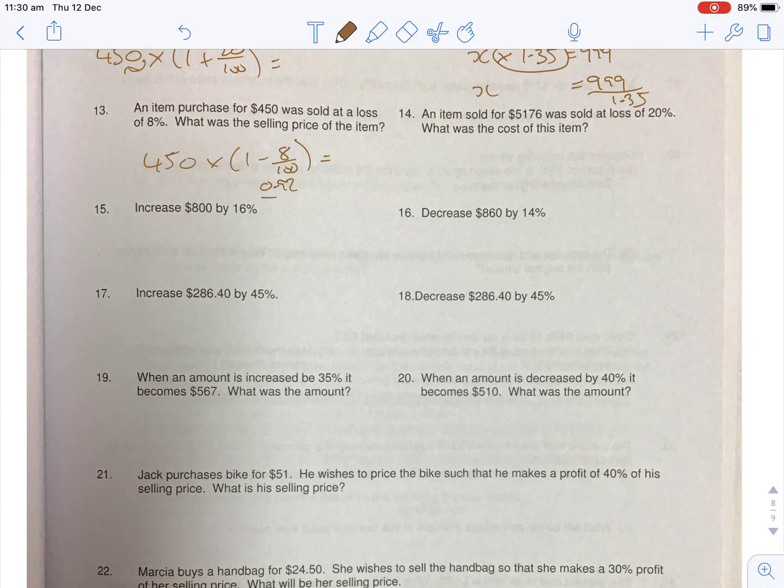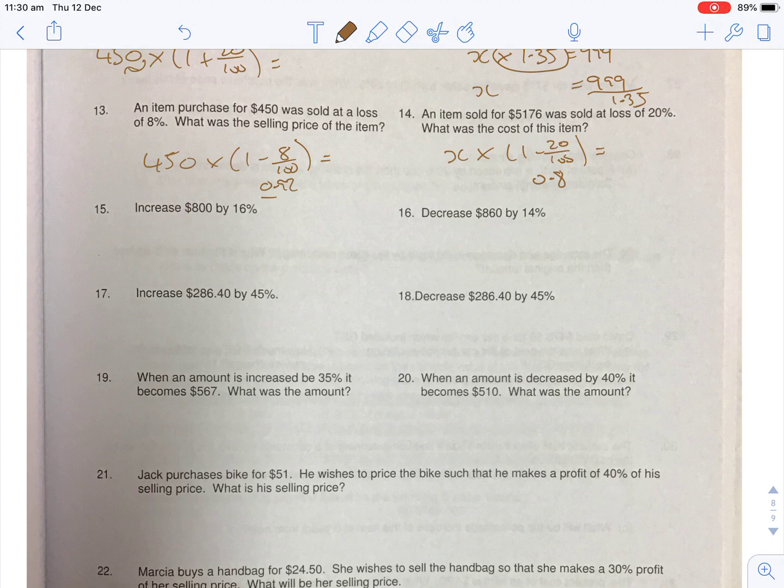An item sold for $5,176 was sold at a loss of 20%. What was the cost of the item? So we don't know the original cost, but we know if we were going to do the calculation, we would have timesed it by 1 take the 20 on 100, which is 1 take 0.2, so I'm timesing it by 0.8 to get my new amount, and you just put that straight through.